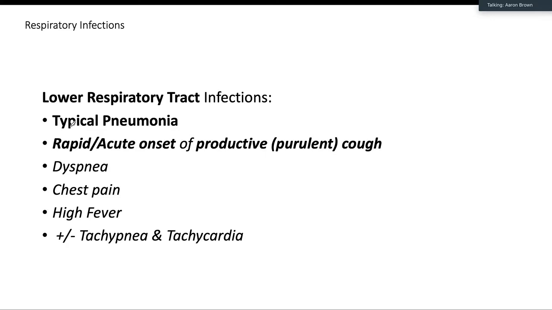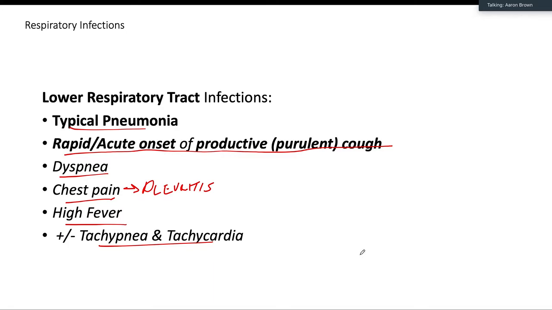Moving on to lower respiratory tract for typical pneumonia. Typical pneumonia is described as a rapid acute onset of productive purulent cough. I want to see mucus coming out when our patients are coughing. I want to see yellow mucus coming out when our patients are coughing. That is a typical pneumonia. Shortness of breath, chest pain, pleuritis. Pleuritis, meaning we have inflammation of the pleura. The pleura is right outside of the lung, right? It's lining the lung. If we have an entire lobe of our lung that is infected, we should have some inflammation of that pleura. High fever, shortness of breath, and a rapid heart rate.